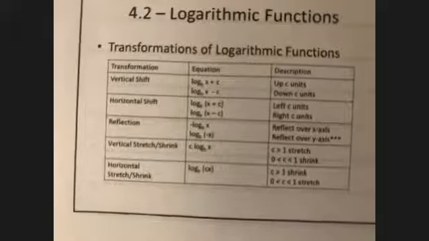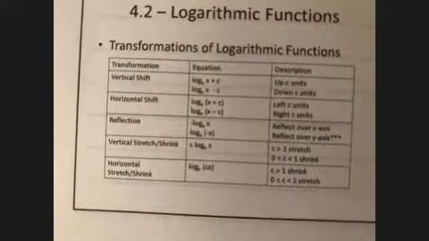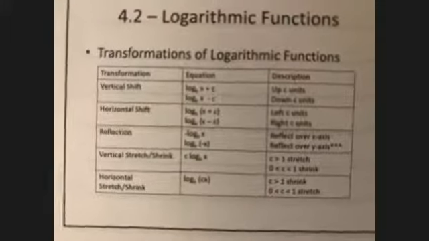Again, vertical stretches are done out in the front end. Horizontal stretches and shrinks are done on the inside. So I'm going to bring this back up. There we go. Now, let's talk about an example of graphing one of these.